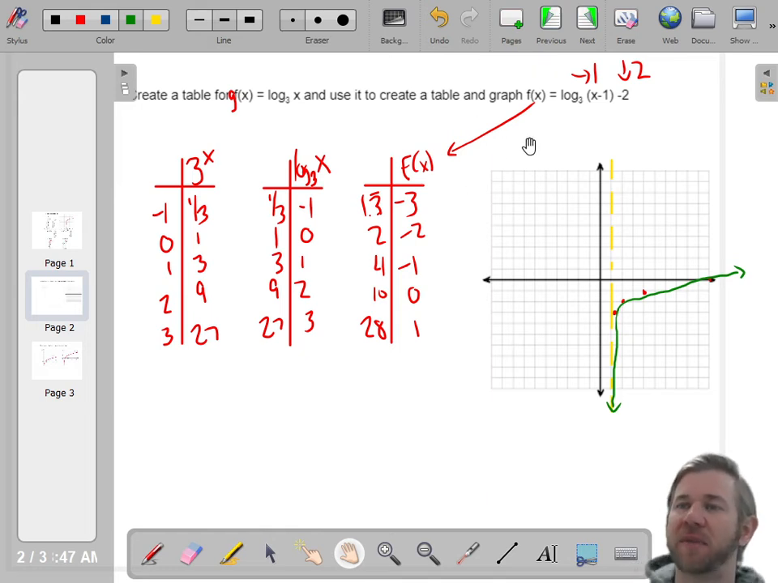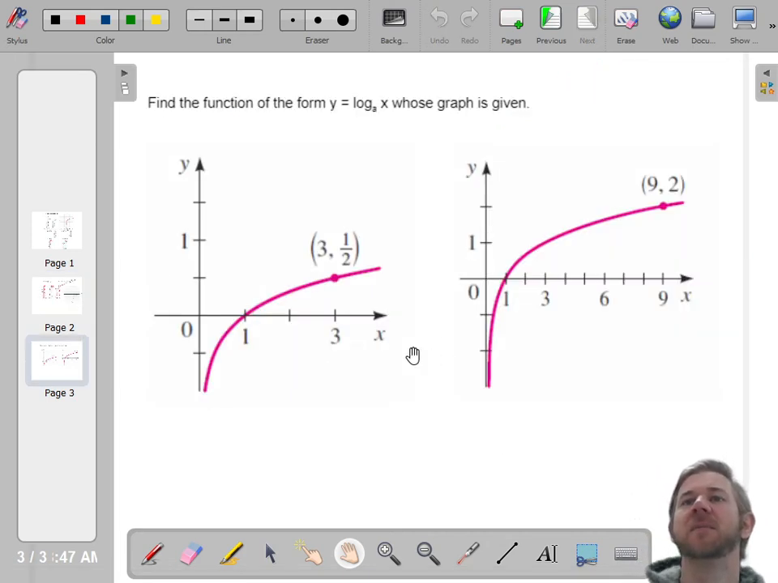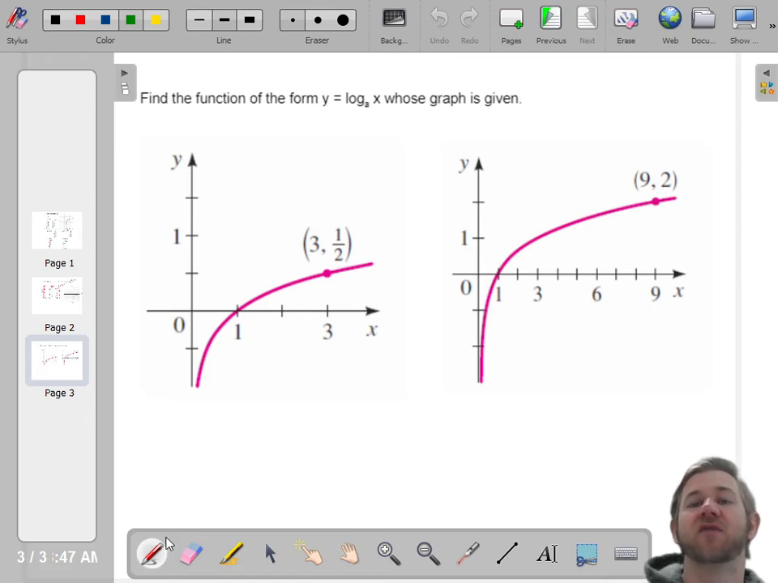If you can create the parent function for whatever the base of the log is, then you can create the logarithm the same way as graphing exponentials. The other thing you might be asked to do is to give me the equation from a graph. So if I give you the graph, I'm going to tell you how it looks. It's going to say y equals the base a log of x.